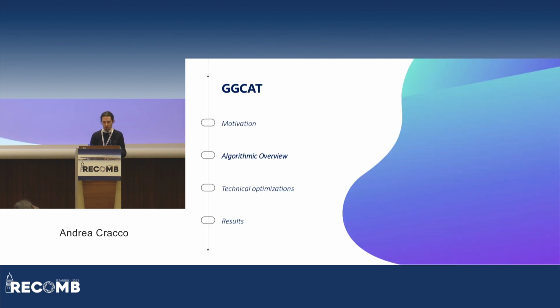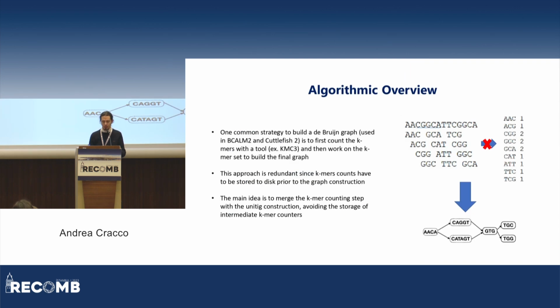So let's start with an algorithmic overview. Typically, de Bruijn graphs are computed by a multi-stage pipeline. And for disk-based assemblers, the most common way of creating these graphs is by first doing a k-mer counting step using already existing tools like KMC3. And then with the output from these tools, use various algorithms to build the final graph.